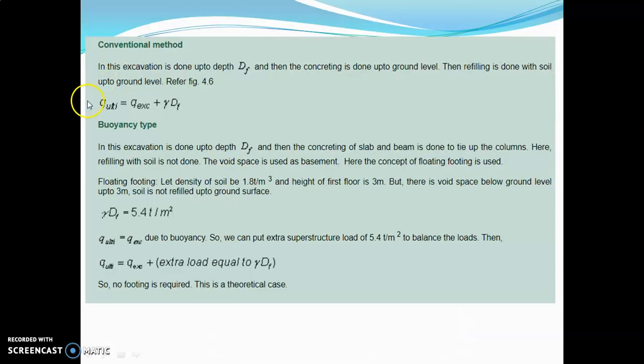There are some methods to find out, conventional method and buoyancy type. You just remember this formula: Q ultimate is equal to Q extra load plus gamma into dF. Gamma dF is equal to 5.4, and Q ultimate is the same thing, Qx plus extra load equal to gamma into dF. You just remember this, it's not so important.